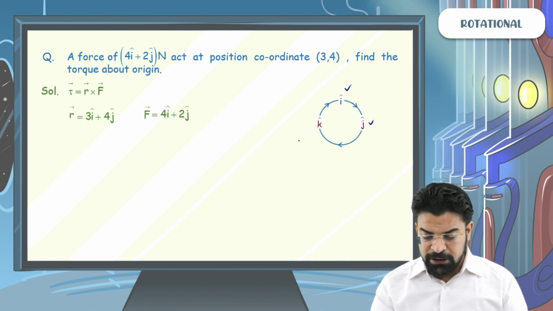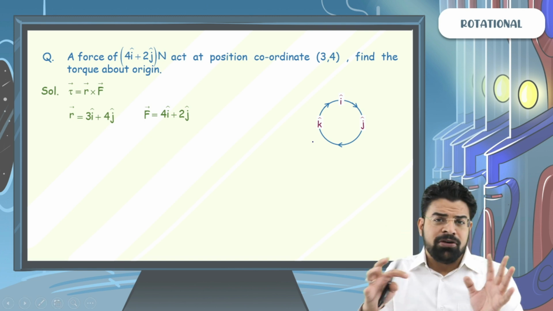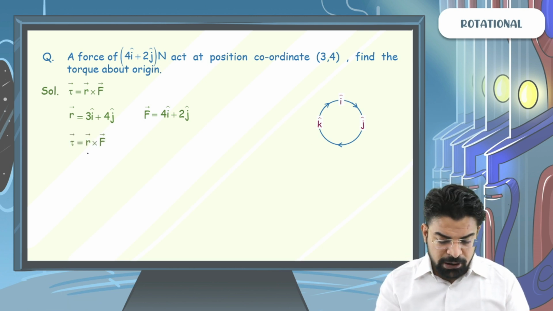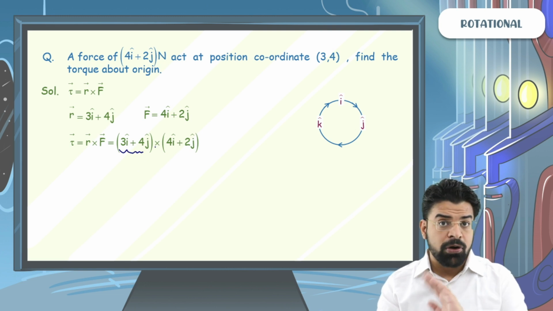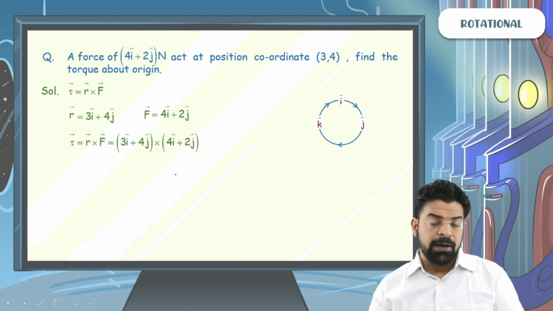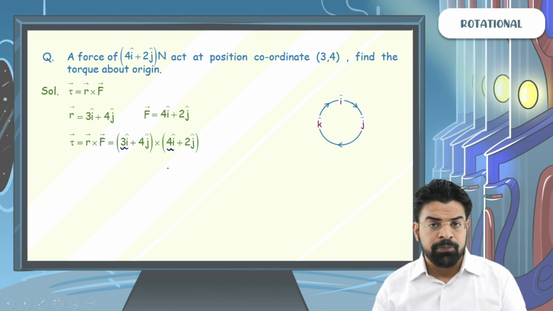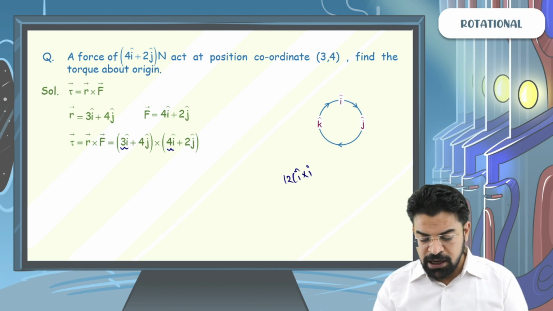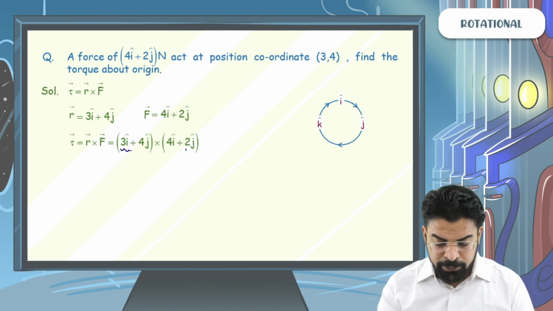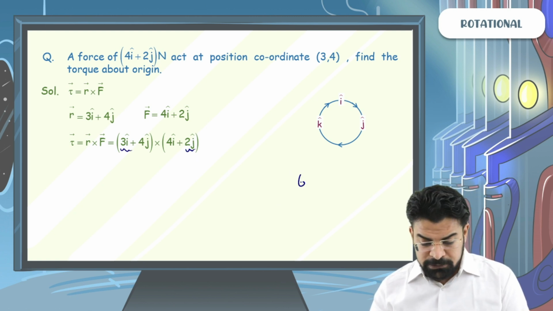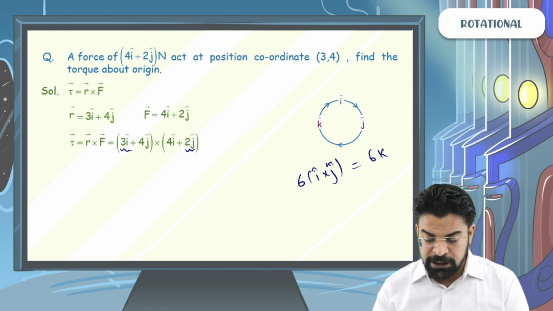We know the vector circle. We know how to find i cross j, j cross i, k cross i, k cross j, everything. So torque equals r cross F. Substitute the values of r and F, and you get (3i cap plus 4j cap) cross (4i cap plus 2j cap). Now just take the cross product term by term. 3i cap cross 4i cap gives 12 times i cross i, and i cross i becomes 0. Similarly, the next term, 3i cap cross 2j cap, becomes 6 times i cross j, and we know that i cross j gives k. So this becomes 6k cap.